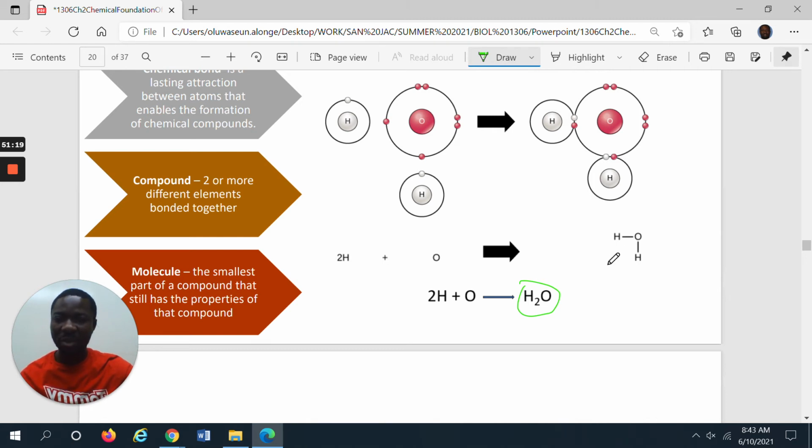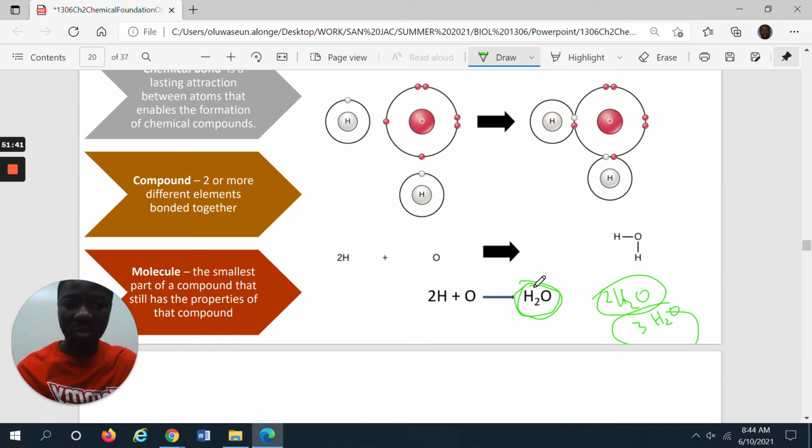It's the smallest part of a compound that still has the property of a compound. So this is the smallest way water can appear. Water cannot be simpler. It can be larger, but this is water. So you can have 2H2O. You can have 3H2O. But this is a molecule. This has become 2 molecules. This is 3 molecules, right? But this is the smallest way a compound can appear.